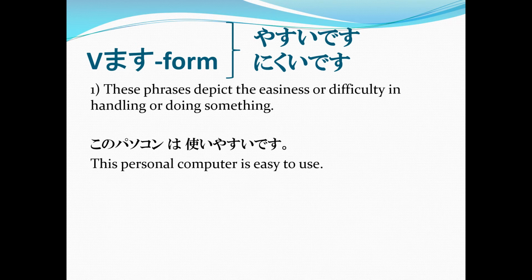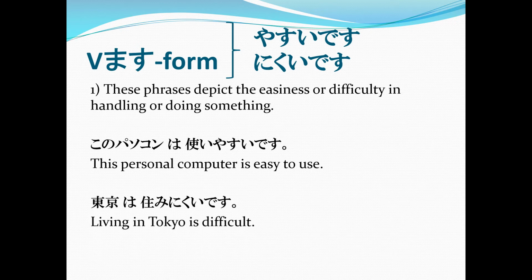Example: Kono pasokon wa tsukaiyasui desu. This personal computer is easy to use. Now, when you want to say it's difficult to do something: Tokyo wa suminikui desu. Living in Tokyo is difficult. The masu form of to use is tsukaimasu, so it's tsukai, and then adding yasui desu. Then sumimasu, to live, the masu form is sumi, and then adding nikui desu, stating that it is difficult to live. Wakatta?